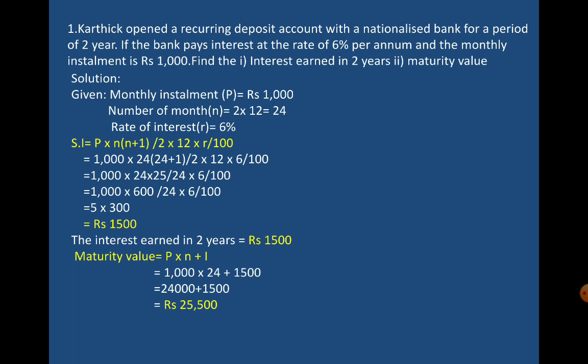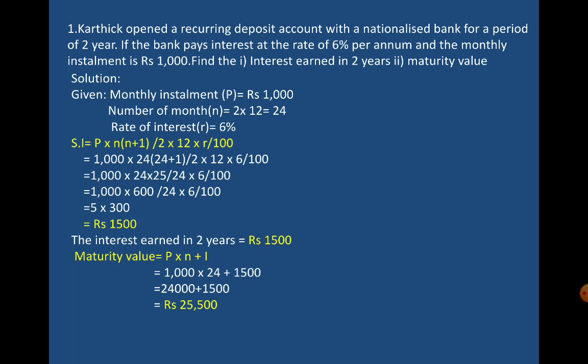In this, the given monthly installment P is rupees 1000. He is paying 1000 monthly. The number of months: 2 years, so 2 into 12, since 1 year equals 12 months, equals 24. The rate of interest the bank pays is 6%. The first question asks us to find the interest earned in 2 years.